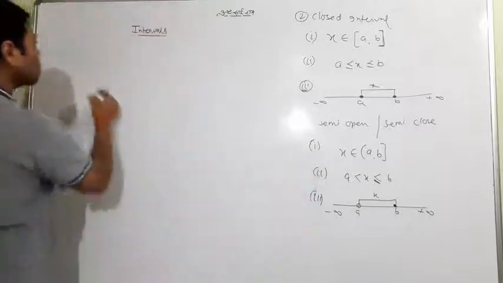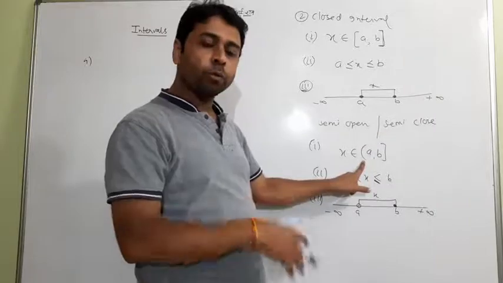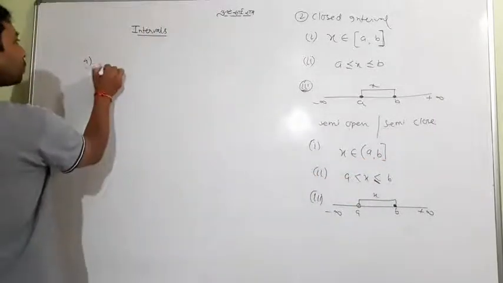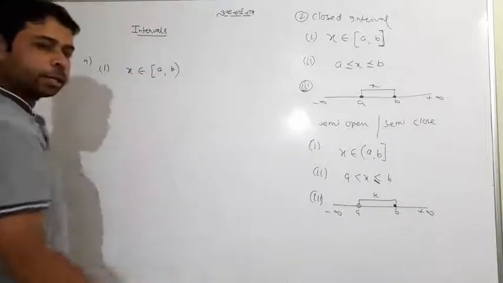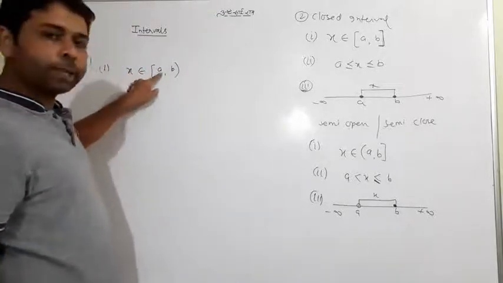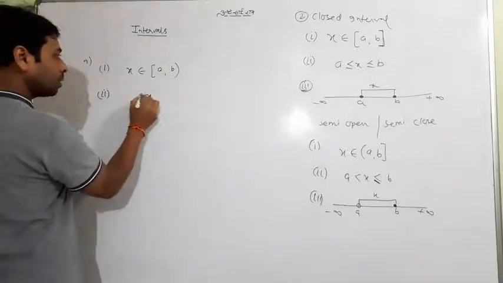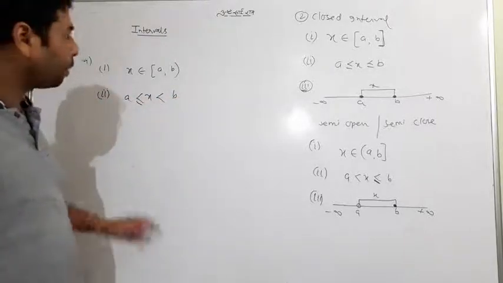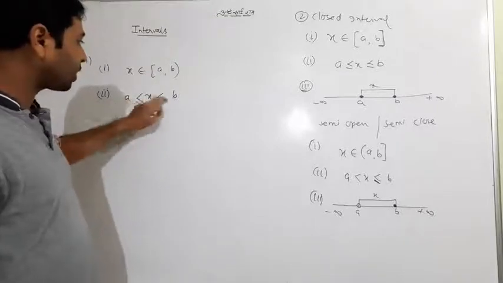And the fourth has the same name, semi-open or semi-closed, but this time it will be closed from the left and open from the right. So how will it be? X belongs to [A, B). Look at it, hope you understand this. Meaning X can be equal to A but cannot be equal to B. Second way to express that: A less than or equal to X less than B, and this time it is equal to, simple, because X has a closed bracket with the A, that's why X can be equal to A but X cannot be equal to B.